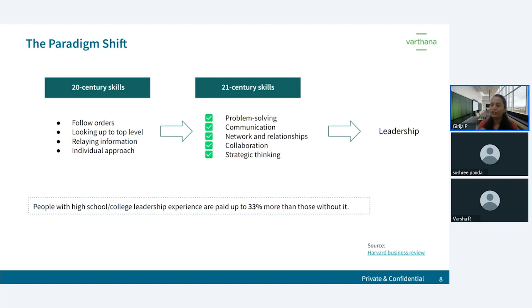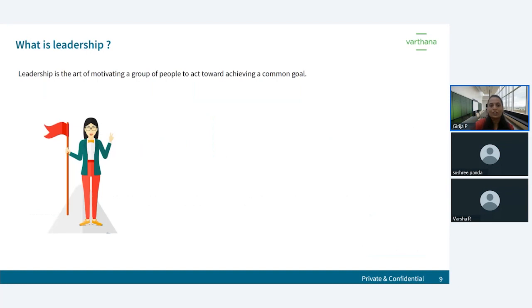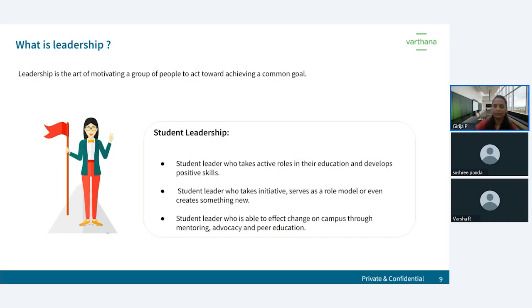Let's move ahead and see what leadership is. Leadership is the ability to influence and motivate others to achieve a common goal. So now we know what leadership is. Now let's understand what student leadership is. A student leader takes an active role in their own education and develops positive skills throughout this process, whenever they are engaging and taking accountability for themselves.